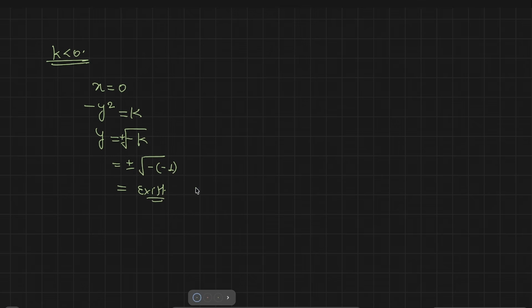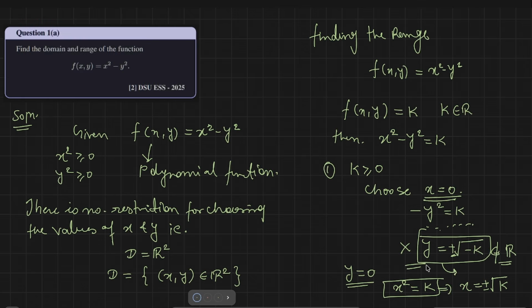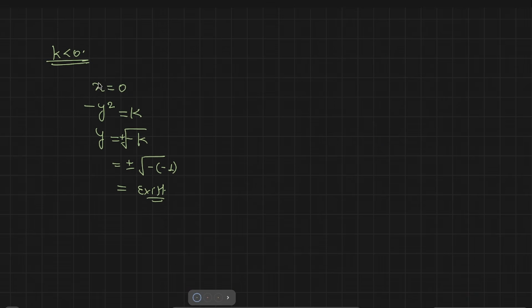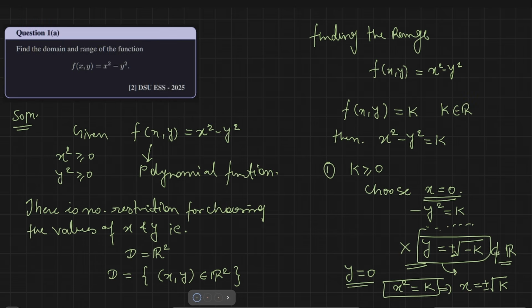So whatever condition is restricted here, this condition is satisfied by this. Okay, when x is 0, it is satisfied. So from here, every non-negative real number is possible, and every negative real number is possible. So from here, I can say the range is the whole set of real numbers. This is how we can find the range of this.